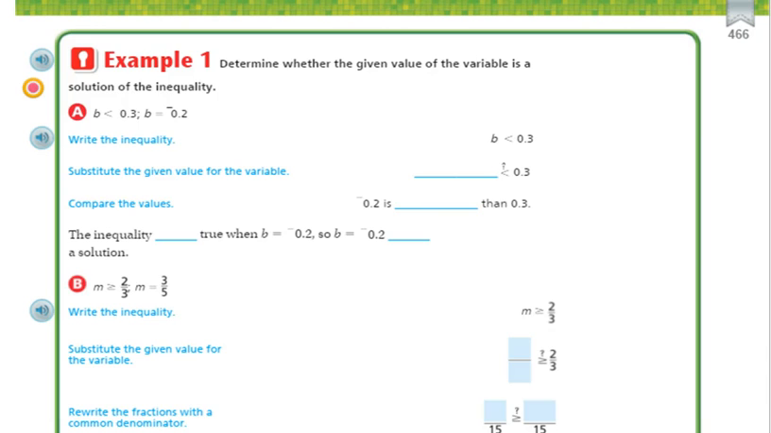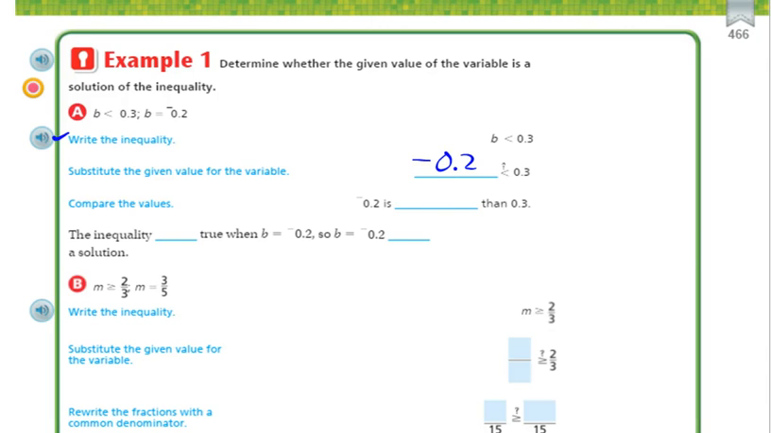So we are given b is less than 0.3 as our inequality, and we are given b equals negative 0.2. So we want to start by first writing the inequality, which is provided. And now we're going to substitute our value in of this negative 0.2, okay? And we have to compare the values.